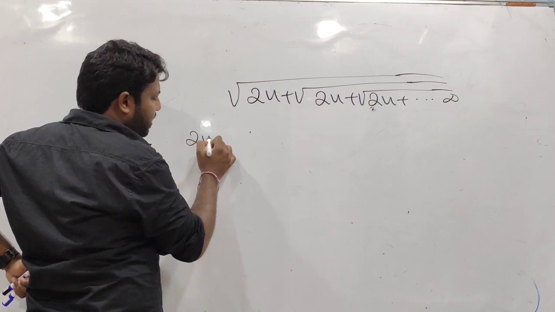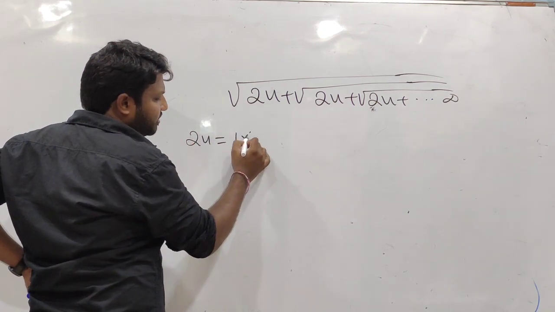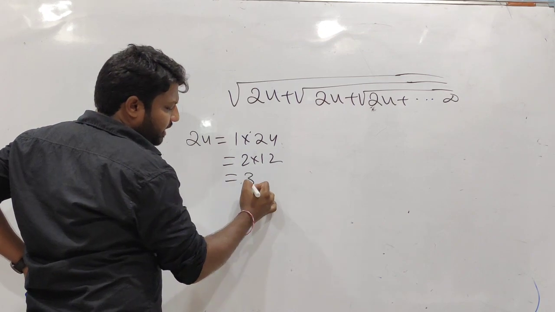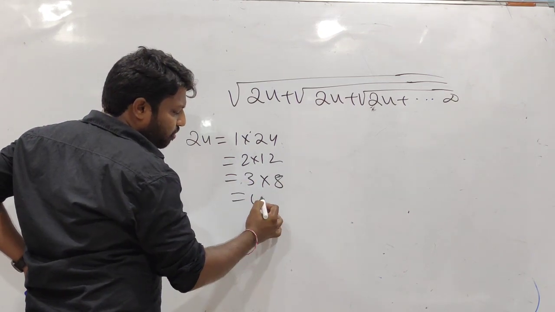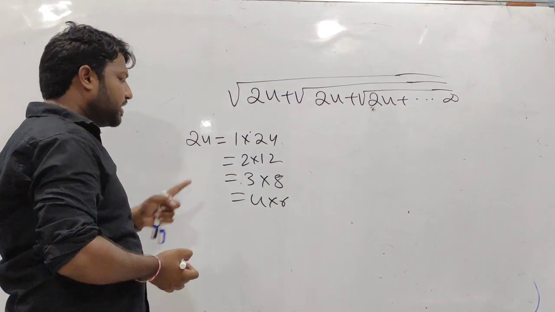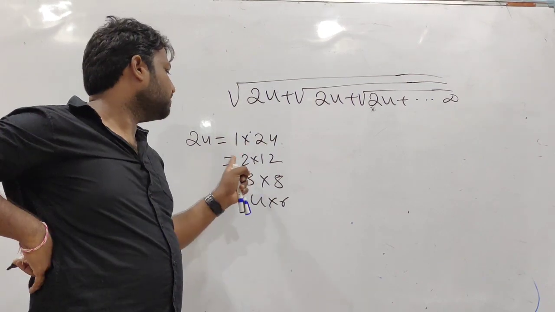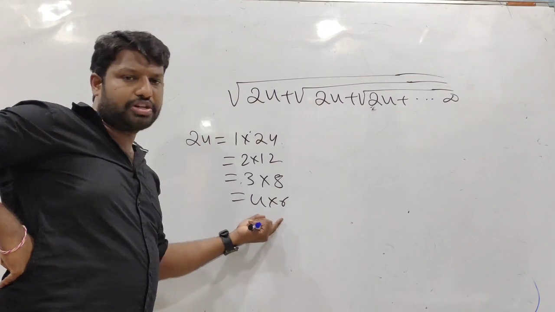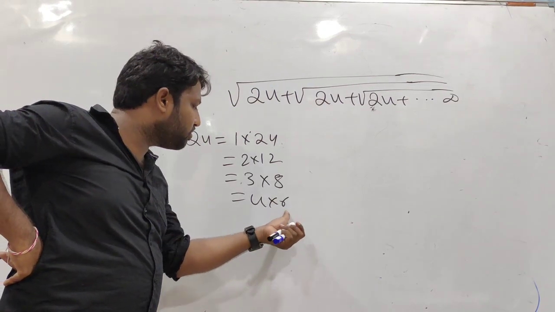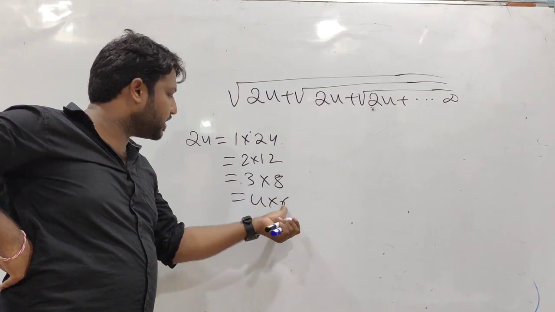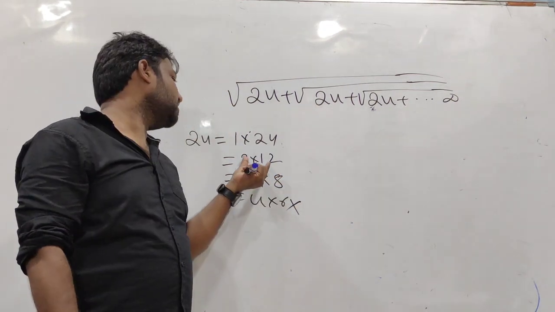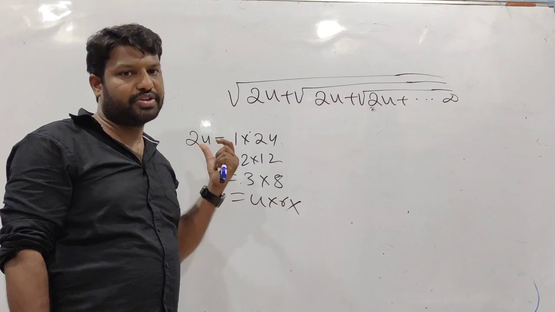So how can we write 24? I can write it as 1 into 24, next 2 into 12, 3 into 8, 4 into 6. Okay? So this many terms only we can write. Now, we need a product of two terms whose difference is 1. Here, for 4 into 6, the difference between the two is 2, so this is not applicable. 3 into 8 is also not applicable. 2 into 12 is also not applicable. 1 into 24 is also not applicable.